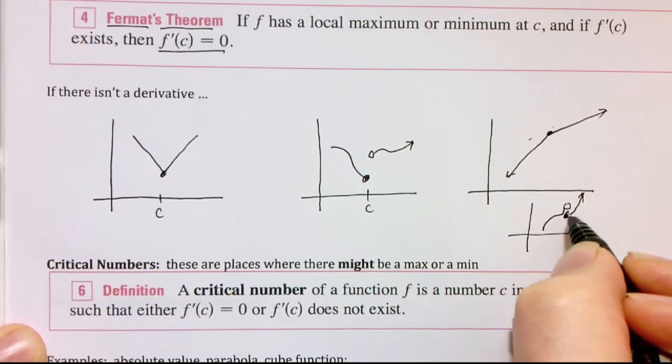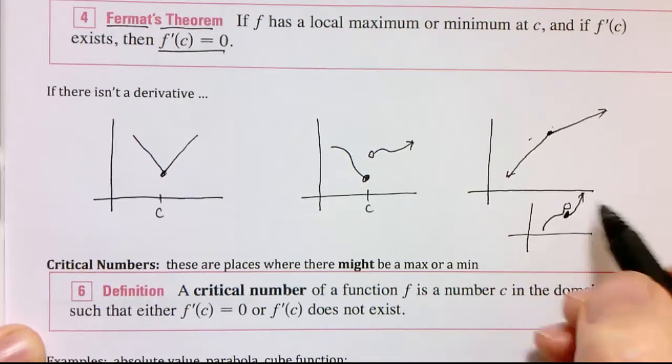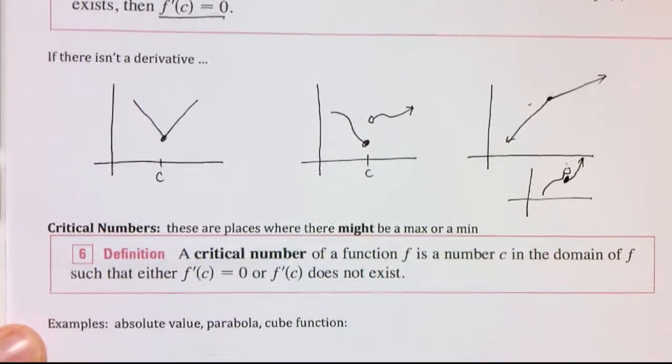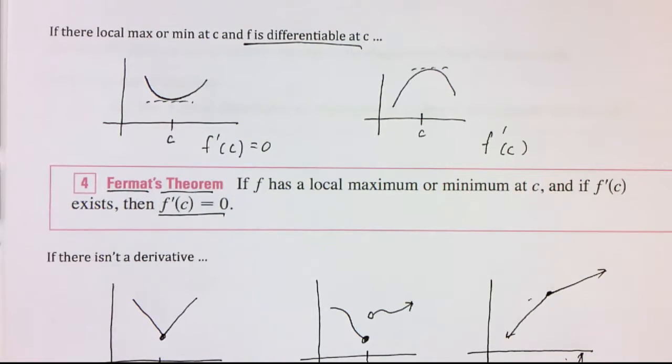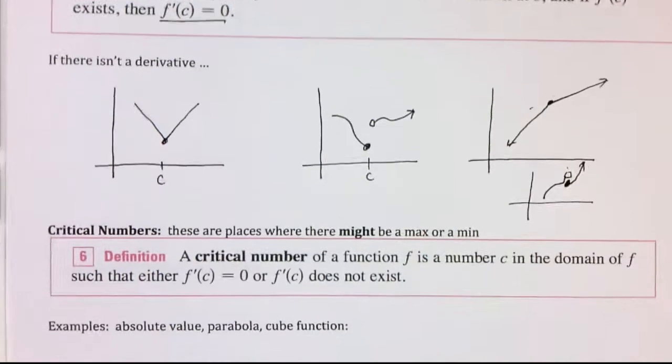Does that do it? I guess we don't have a local max there because we don't have a value right at that point. We don't have a local min, so we failed to have a derivative here. So we're going to look at these kinds of points. Points where the derivative is 0, or points where the derivative fails to exist. And we give those points a special name. We call those critical numbers.